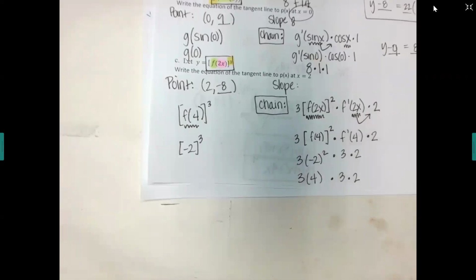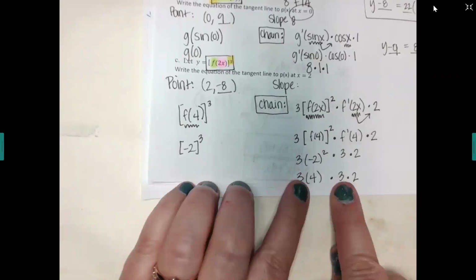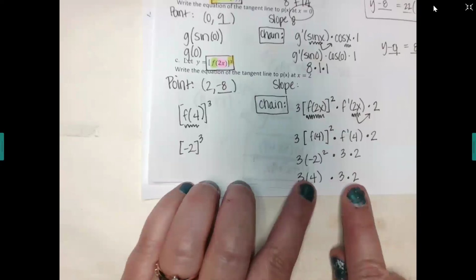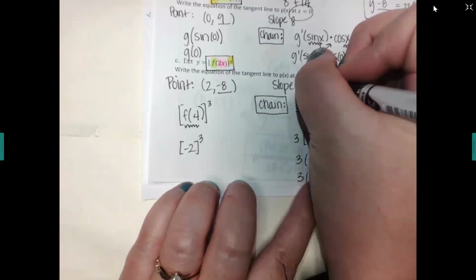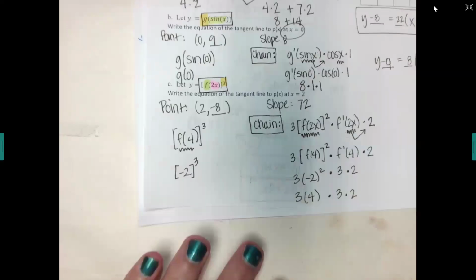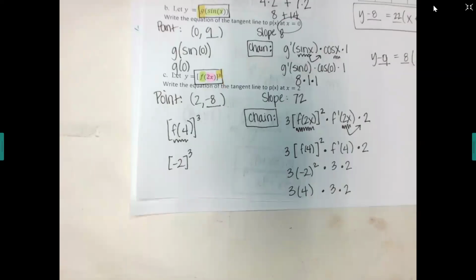So let's make this easy on ourselves. What's 3 times 3? 9. 2 times 4 is 8. What's a 9 times 8? 72. You're close. The -2 came from the chart. It was the f of 4 answer. And then where did the 3 come from? The 3 was the f prime answer. So once you get down to f of 4 and f prime of 4, those have to come out of the chart for you to know those numbers. Okay? All right, turn the page.